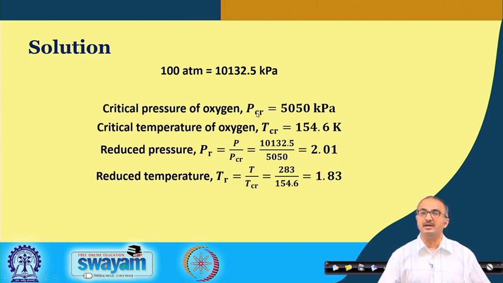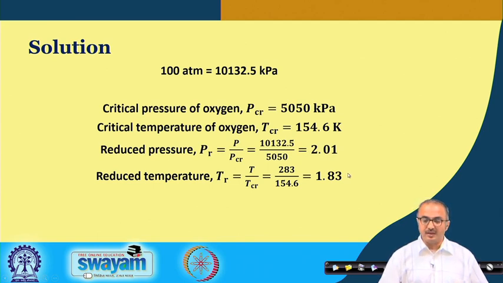So, to determine the value of Z, we need the reduced pressure and reduced temperature. For that we need to know the critical pressure and critical temperature of oxygen, and here you see the values of these. This is 5050 kilopascal, which is about 50 bar. So, this is the critical pressure and this is the critical temperature of oxygen. Now, you find the reduced pressure by dividing the actual value by the critical value. So, here we get the reduced pressure and the reduced temperature. Please mind it, the reduced values do not have any units.